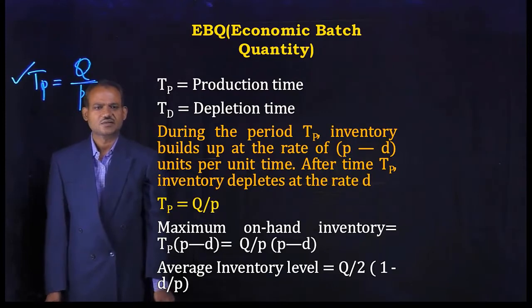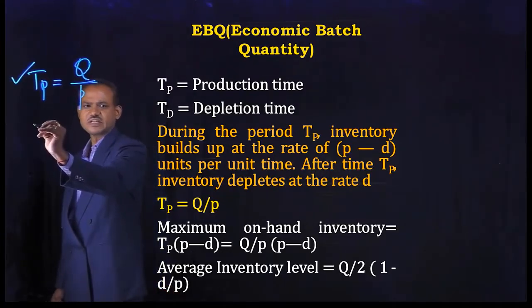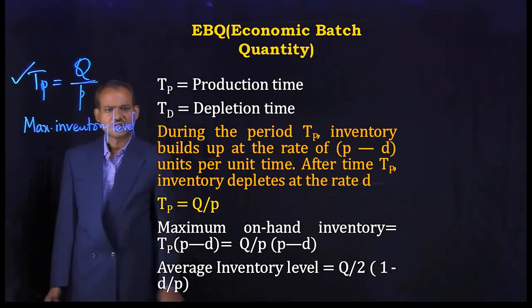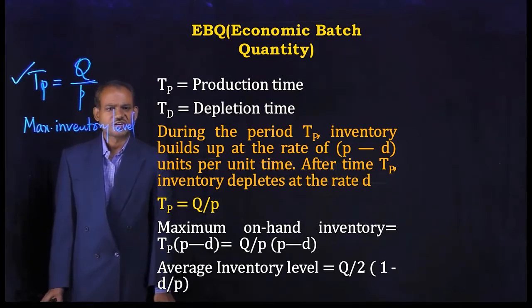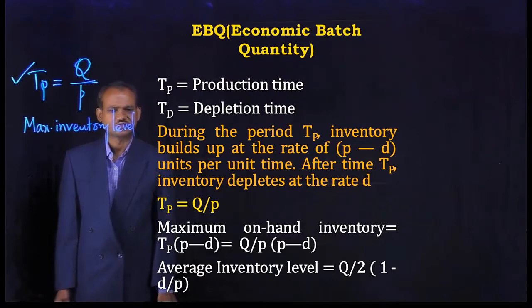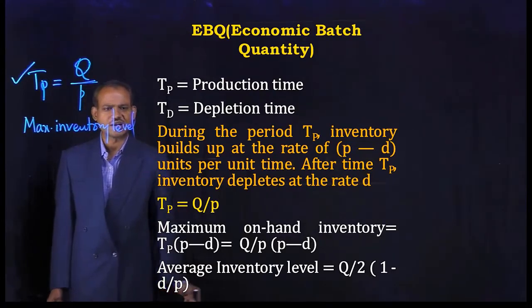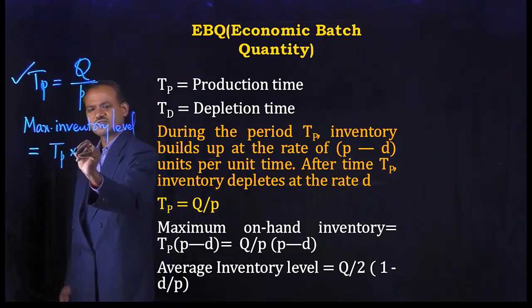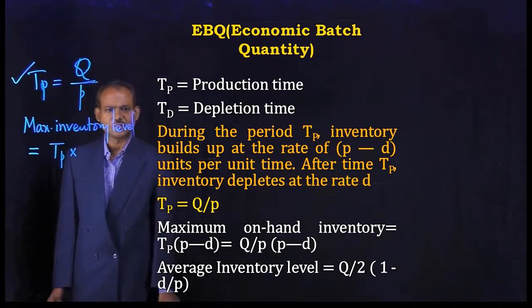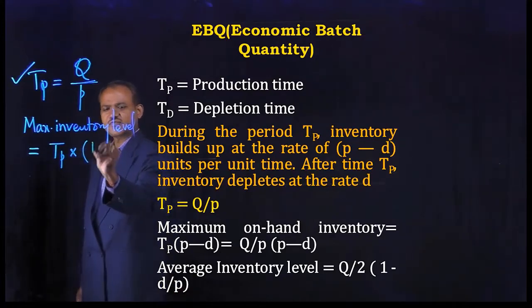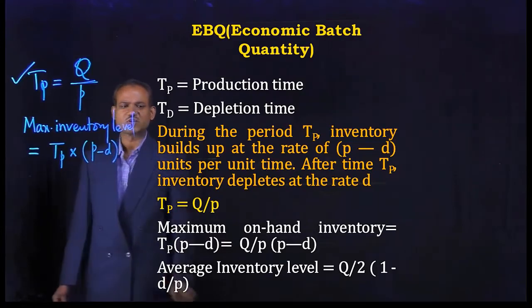Next, we are going to calculate maximum inventory level, also known as maximum on hand inventory. After calculating maximum inventory level, we are going to calculate average inventory level, and ultimately write the equation for average inventory level. First of all, maximum inventory level: during production time TP, production takes place, and during that time stock will grow at a rate of P minus D. P minus D is the stock growth rate.